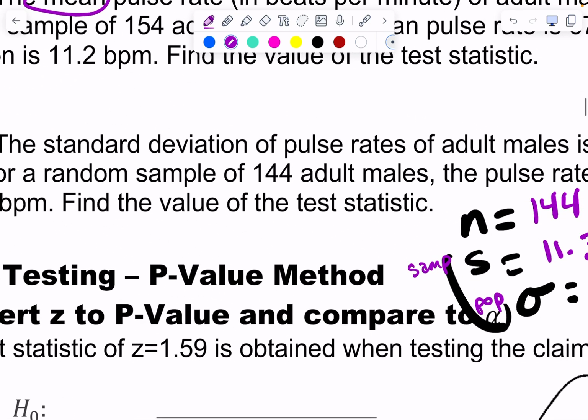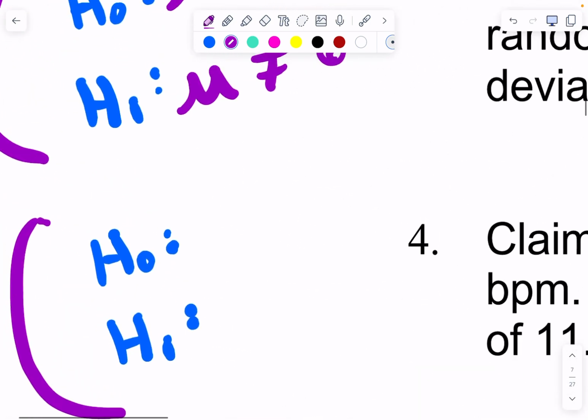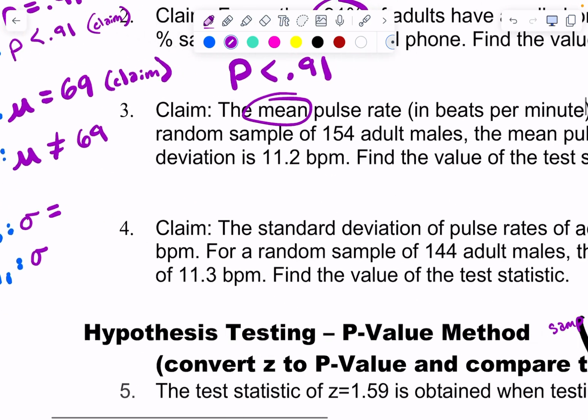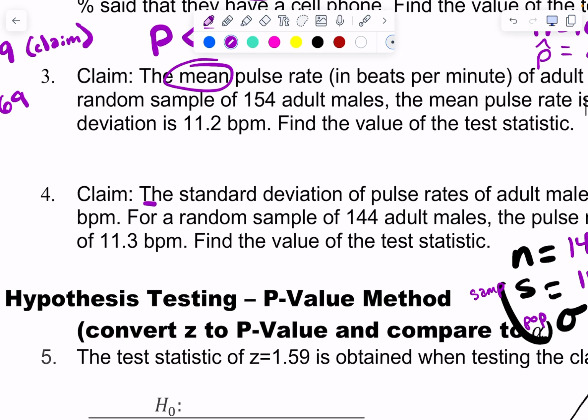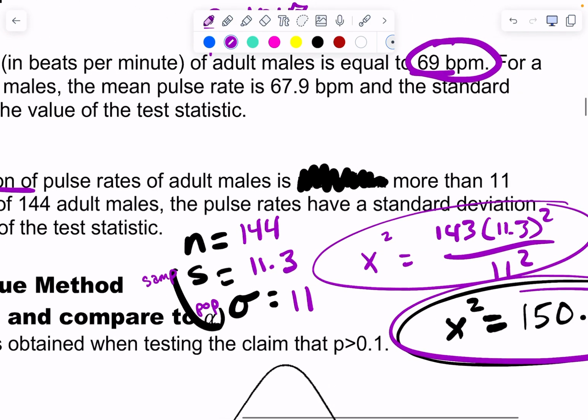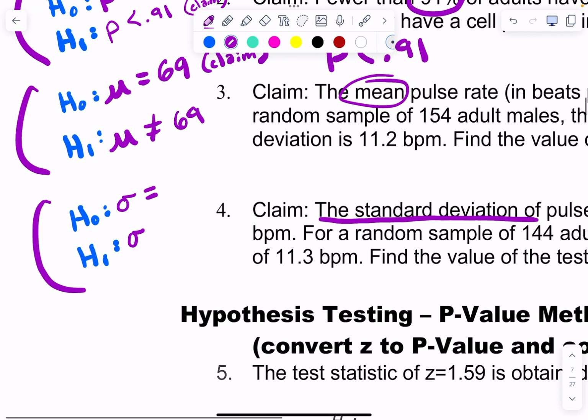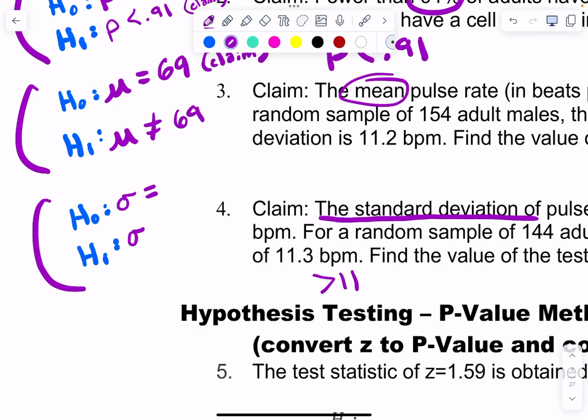The standard deviation for pulse rates. What symbol do we use for standard deviation? Sigma. So I'm going to put it here and here. My top one's always equal to. They are claiming that the standard deviation of pulse rates of adult males is more than 11. What does more than 11 look like? Greater than 11. Where does greater than 11 go? On the bottom. This is what I am claiming, so I am claiming that the bottom one is true. The top one would be equal to 11.